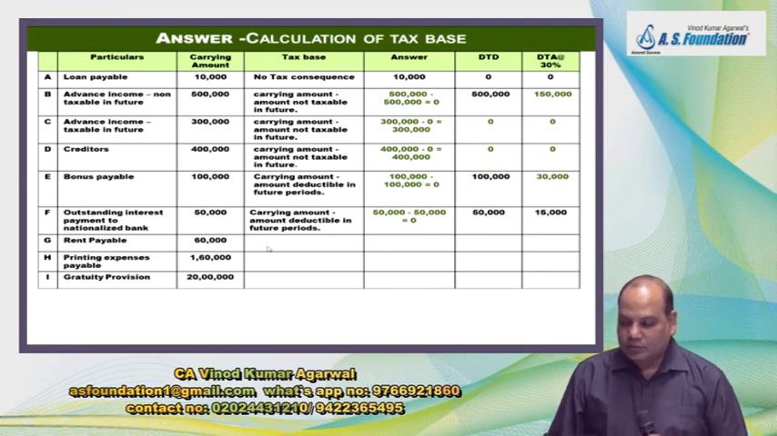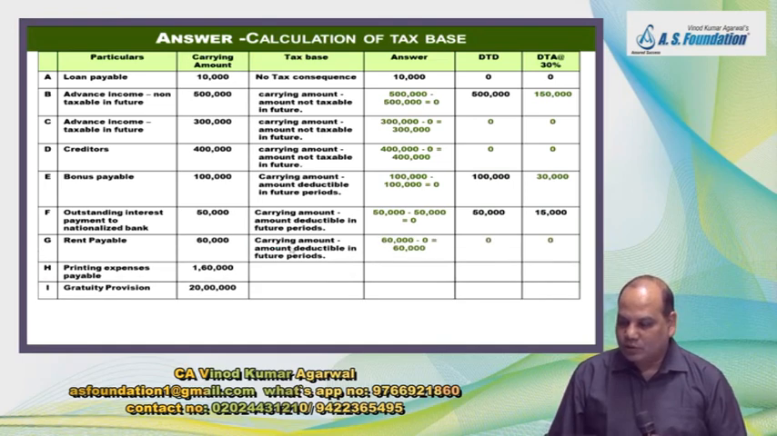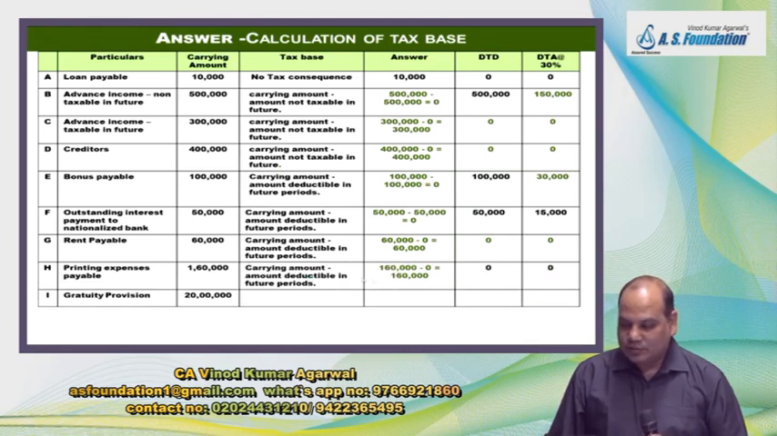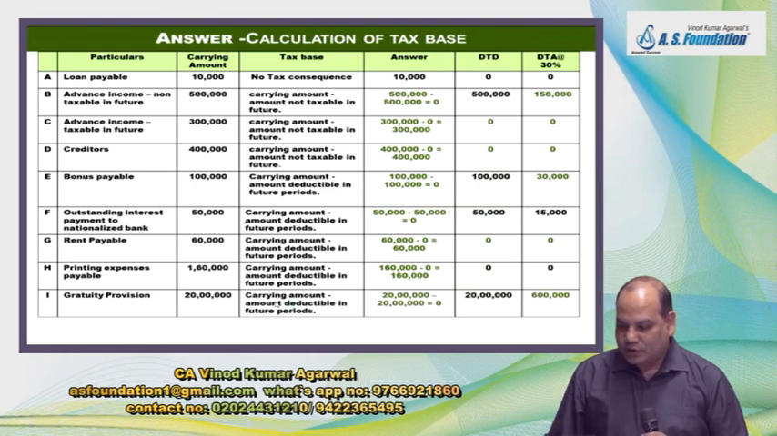Rent payable. This has no tax consequence. Write down no tax consequence. If there is no tax consequence, tax base is the same as carrying amount. 0, 0. Printing expenses payable. No tax consequence. Carrying amount and tax base are equal. 1,60,000, 0, 0. Gratuity provision will have a tax consequence. Carrying amount minus amount deductible in future period. So 20 lakh minus 20 lakh, 0, 20 lakh, 6 lakh.